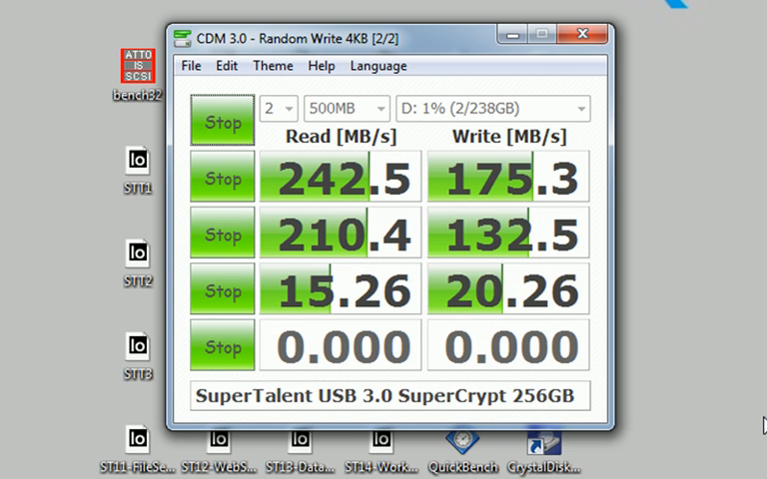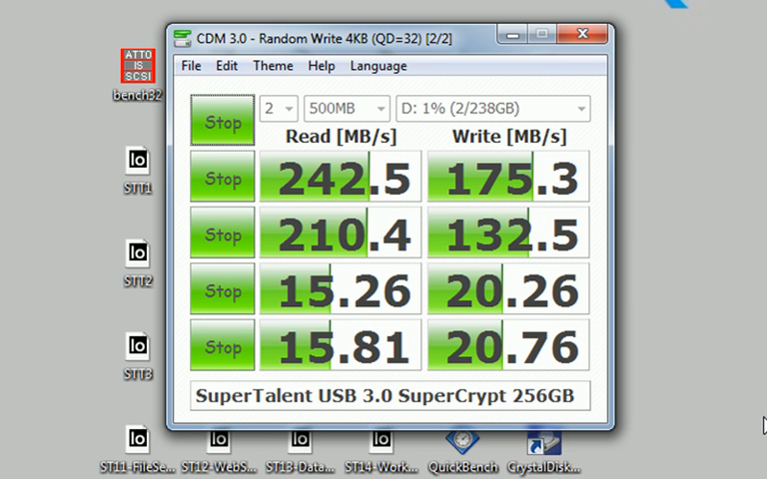Look at this. 15 megabytes per second on small block reads, over 20 on the writes. That's because of the caching system. Like I said, this is not your basic flash drive. This is a real top-of-the-line solid-state disk performing over a USB 3.0 bus and really pushing it to its limit. Look at these numbers. 15 on a read, 20 on a write.